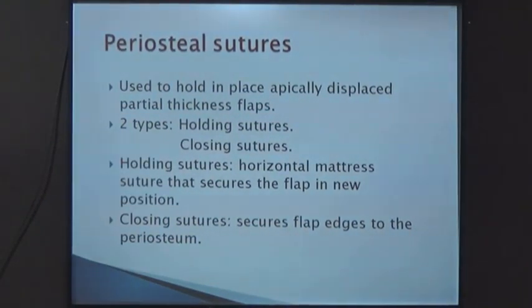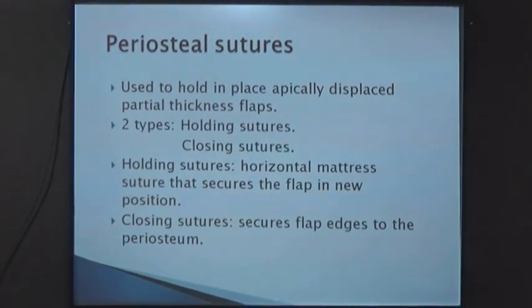There are two types, holding sutures and closing sutures. Only the periosteal sutures will have two types; all other sutures are different. Within periosteal itself there are two types: one is the holding suture, to hold the periosteum in place, and the other is the closing suture. Krishna, what is a holding suture and what is a closing suture? Holding suture: a horizontal mattress suture that secures the flap in the new position. It is a horizontal mattress suture, and it secures the flap in a new position, that is the holding suture.